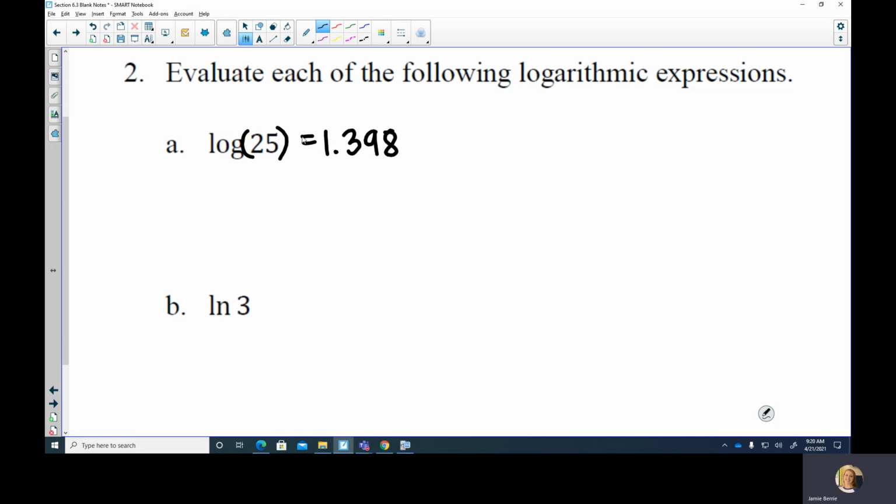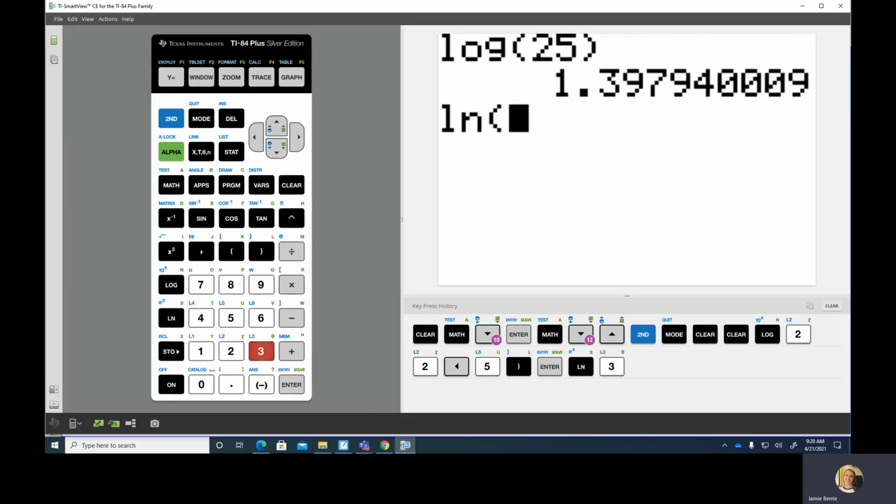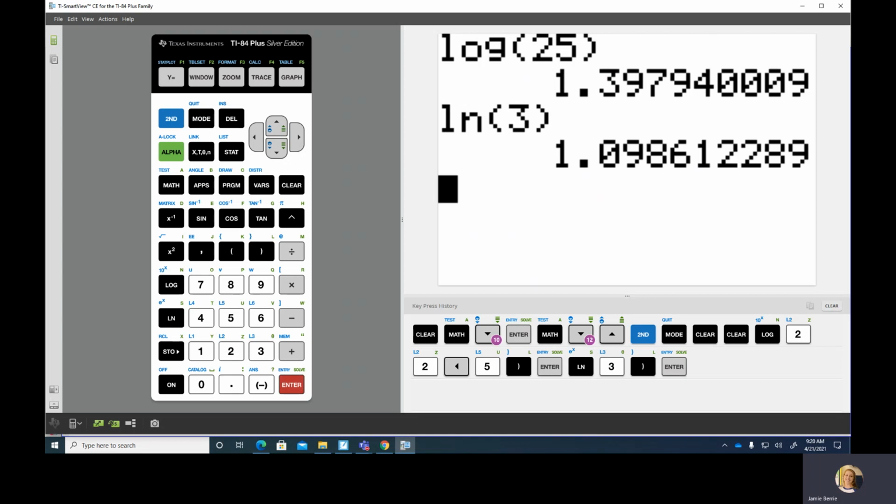Sometimes I'll throw one of these on the test just for an easy question. What do y'all get for natural log of 3? 1.098. Okay, 1.098.